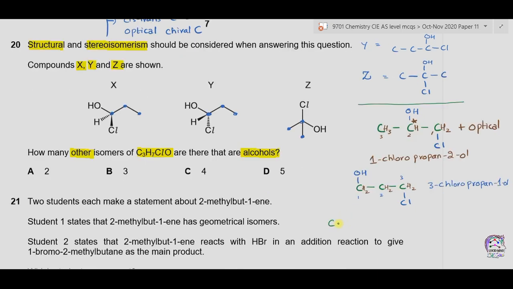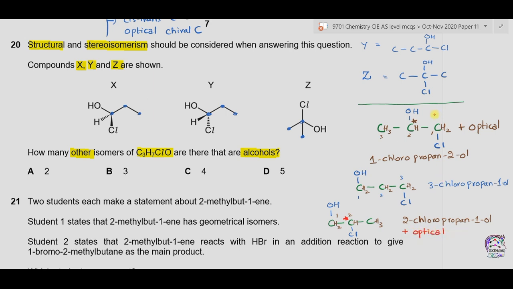Another possibility is that we have 3 carbons, OH is attached with the first carbon atom and Cl with the second carbon. Filling hydrogen, we have 2 hydrogens, 1 and 3. The numbering starts from this carbon atom, so we have 2-chloro-propane 1-ol. The central carbon is attached with 1 hydrogen atom, 1 chlorine atom, 1 CH3 and 1 CH2OH. So all 4 groups are different, therefore this is a chiral carbon, and this must have an optical isomer.